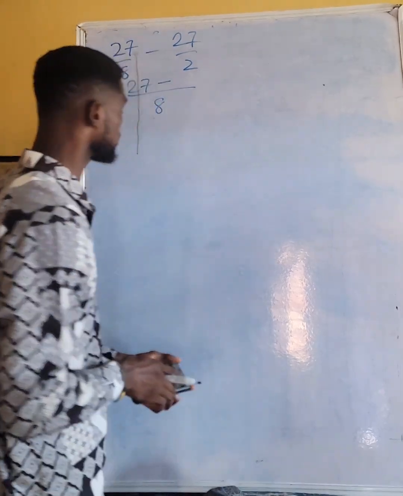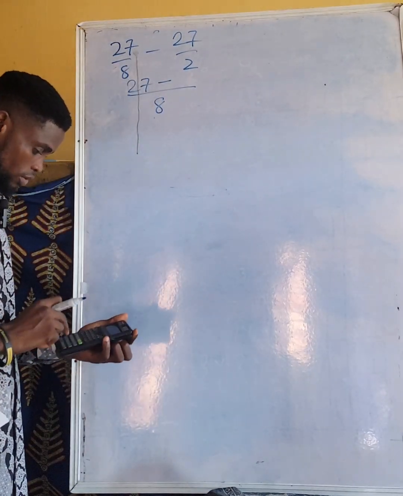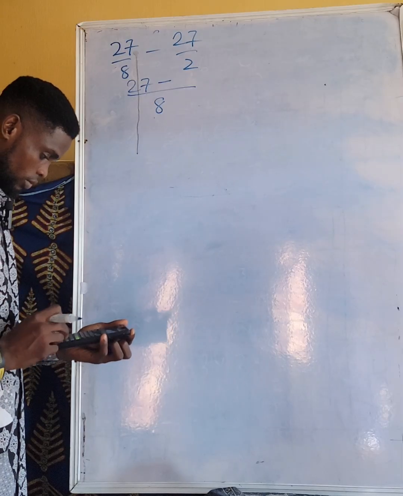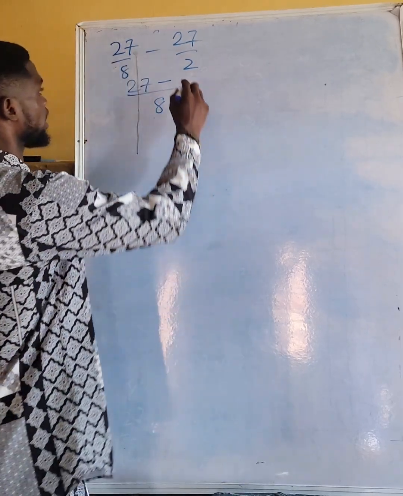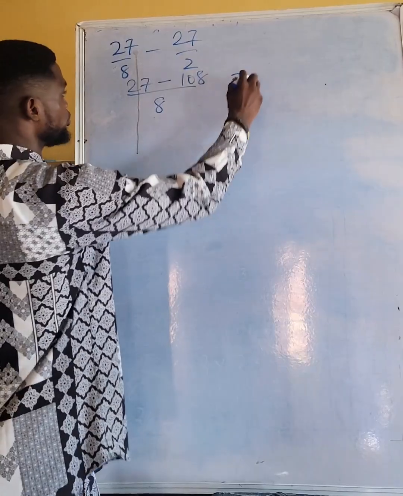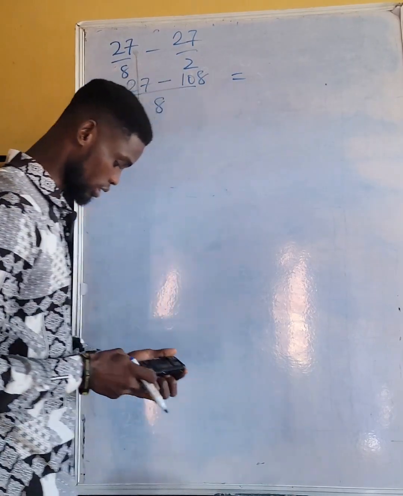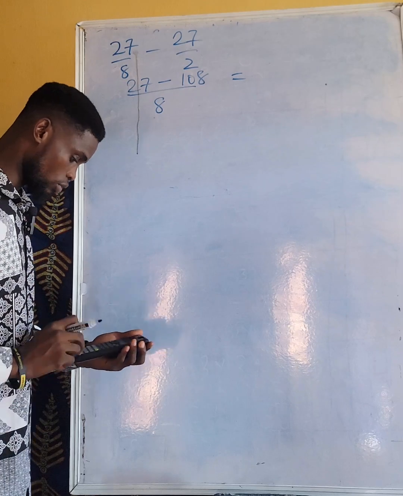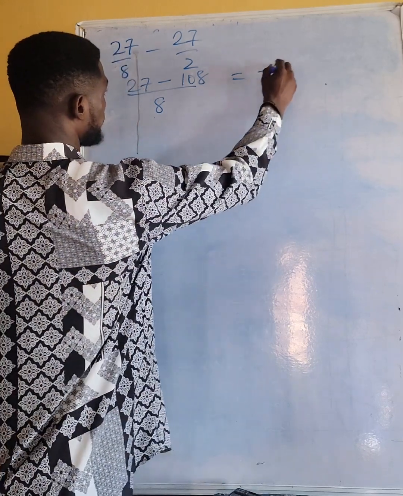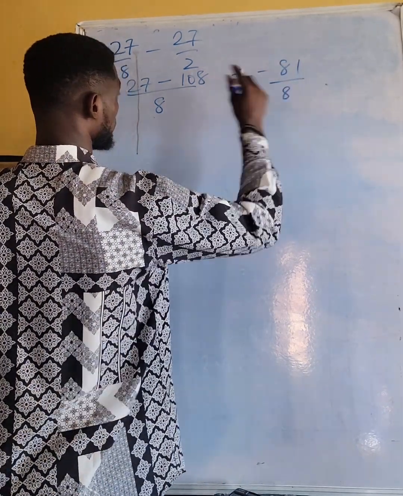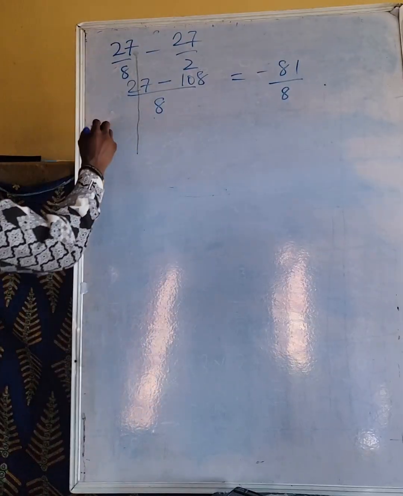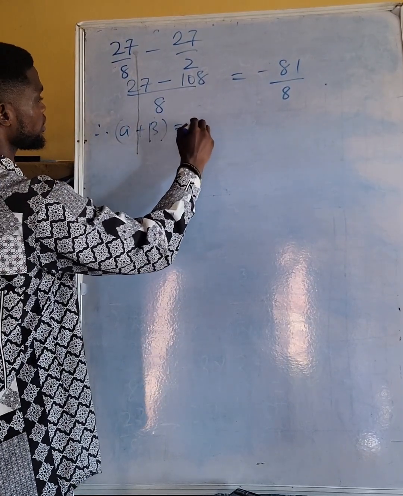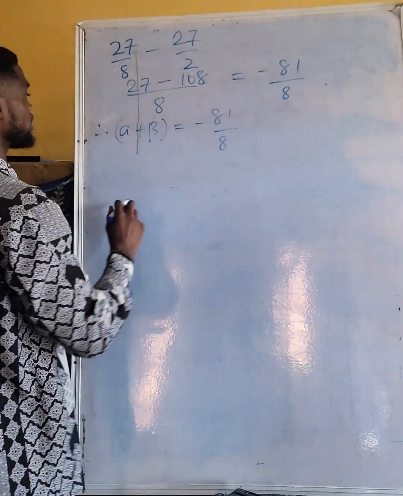4 times 27 will give you 108. So we have 27 minus 108, which will give us minus 81. We have minus 81 over 8. Therefore, alpha plus beta in cube will give us minus 81 over 8.